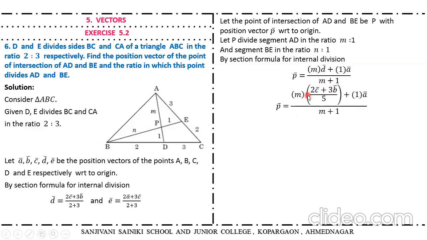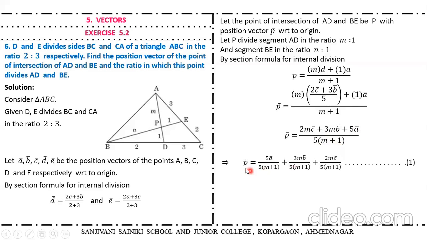So P bar is equal to, what is D bar? D bar is 2C bar plus 3B bar upon 5. Simplify it, we get P bar is equal to 2m C bar plus 3m B bar plus 5A bar upon 5 times m plus 1. So P bar is equal to 5A bar upon 5 times m plus 1 plus 3m B bar upon 5 times m plus 1 plus 2m C bar upon 5 times m plus 1. This is our equation number 1.